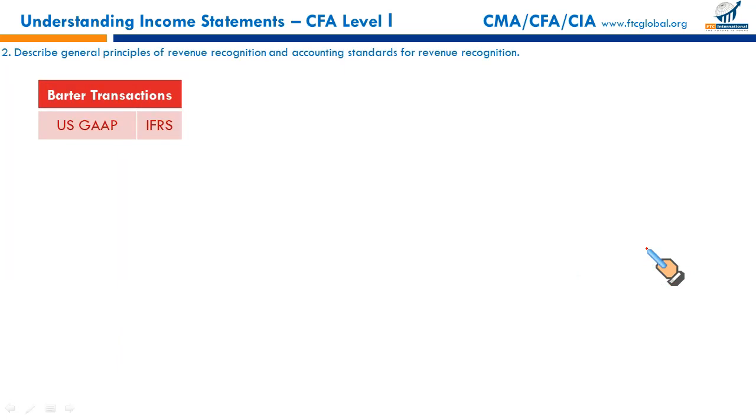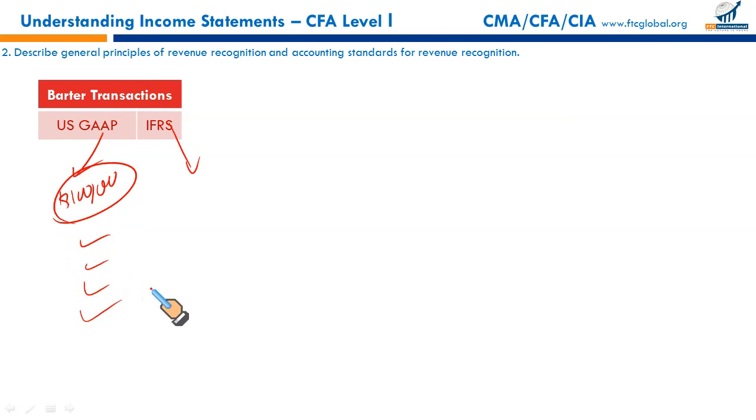Barter transactions. As the term suggests, these are transactions involving goods for goods, goods for services, services for services, services for goods. So no cash is involved. How do we treat these under US GAAP and IFRS? Under US GAAP, revenue can be recognized. For example, we traded goods for goods for about $100,000. This was the fair value of the goods traded. So revenue can be recognized for this amount only if the company has historically been entering into such transactions previously.